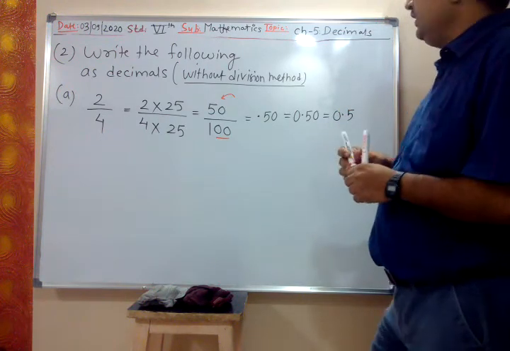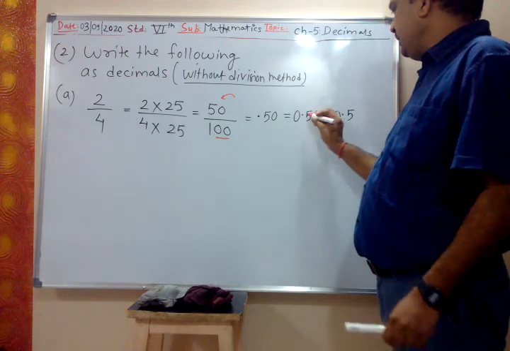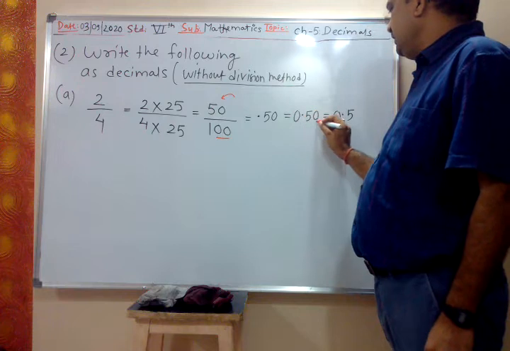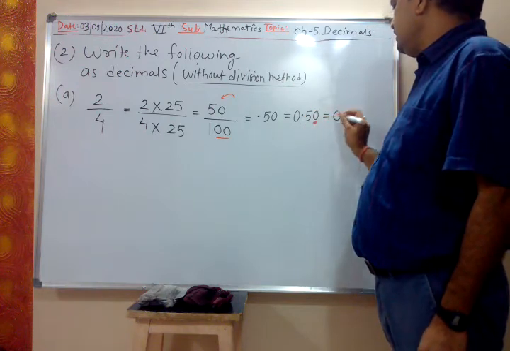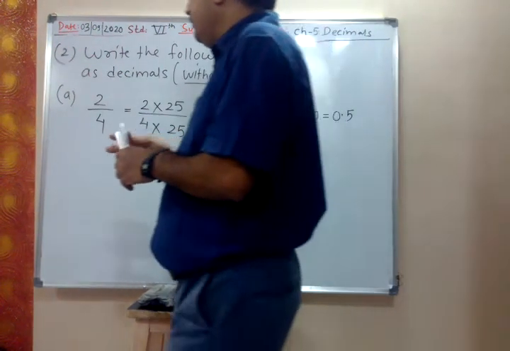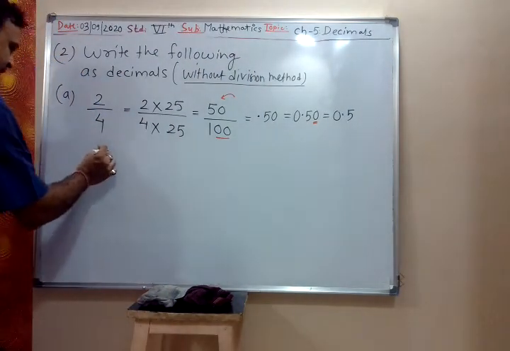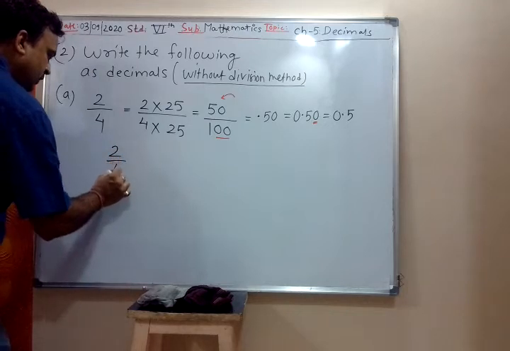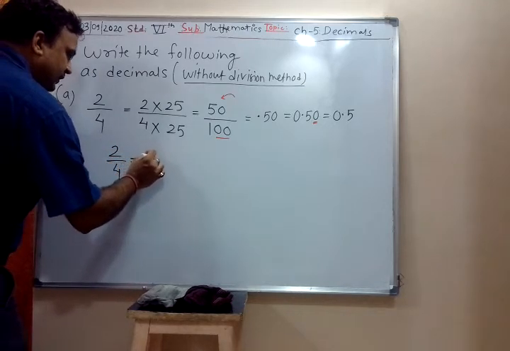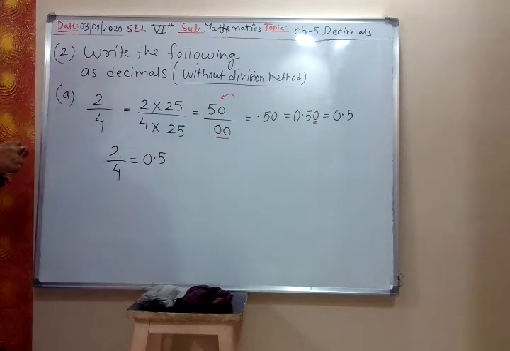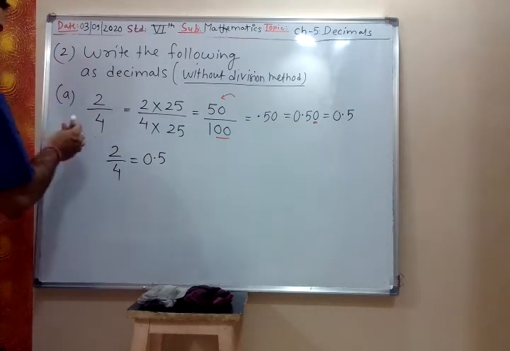We have seen the exercise. After point, adding 0 does not change the value. Yes. 0.50 is same as 0.5. So finally 2 upon 4, we write 0.5.